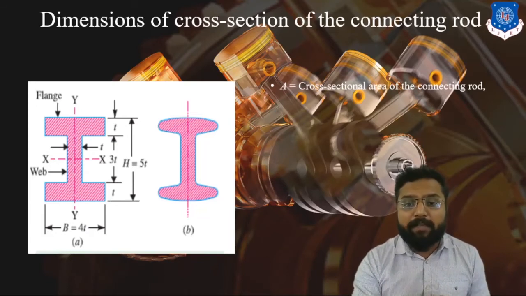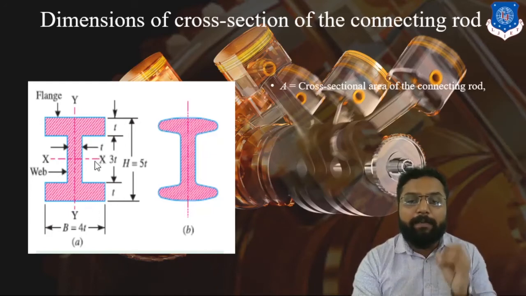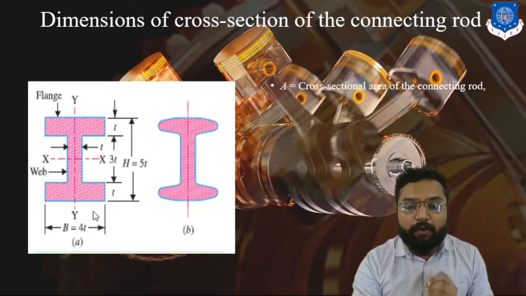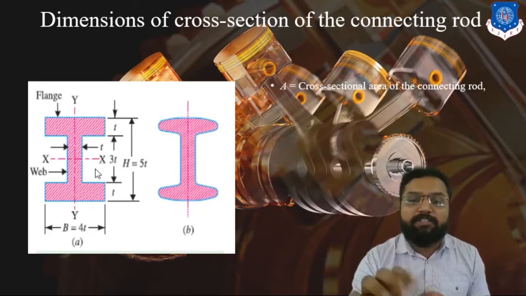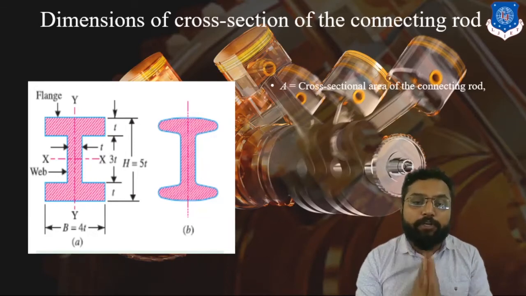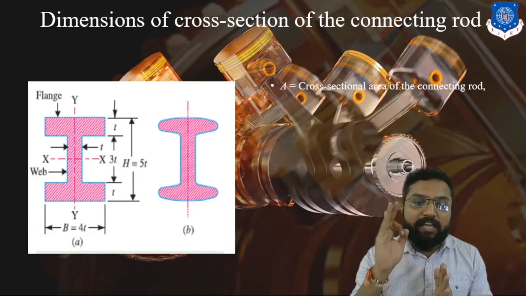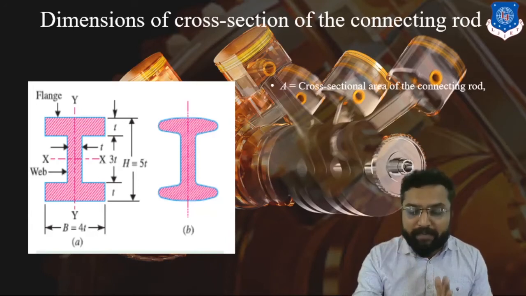So what will be the summation of both of these? Here we have calculated the area of the flange, which is 4T into T, which is 4T square, and there are two flanges. So that's why 2 into 4T square. So ultimately 8T square is the area of the flange, plus 3T square, which is the area of the web. So ultimately the cross section area of this connecting rod is going to be 11T square. So just remember this: the cross section area of the connecting rod is going to be 11T square.